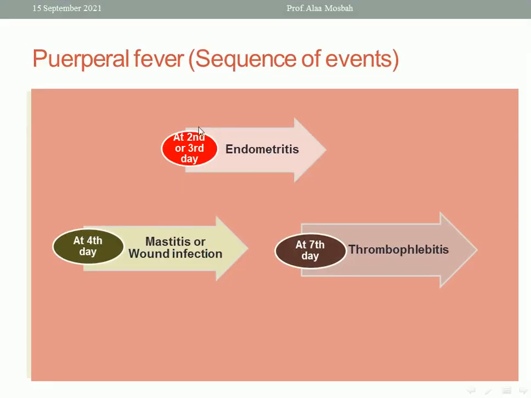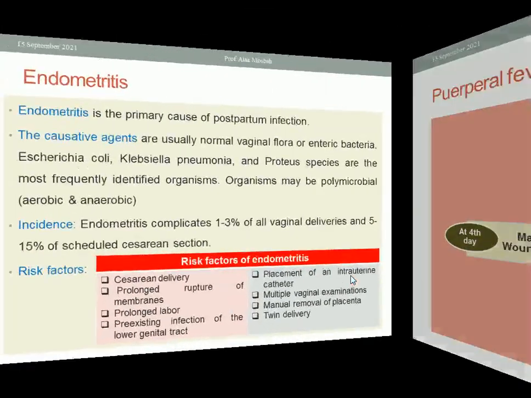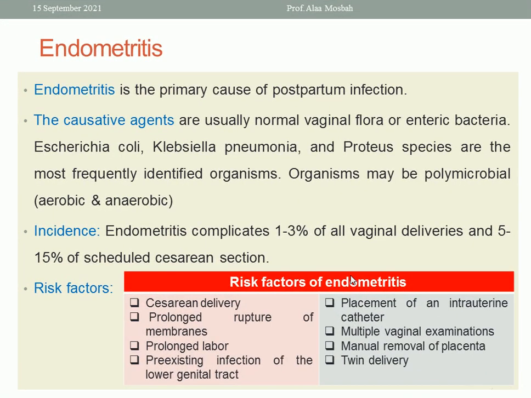The fever developed at the second or third day may be due to endometritis. That developed at the fourth day may be due to mastitis or wound infection, while the fever developed at the seventh day may be due to thrombophlebitis. So let us see what endometritis is, which is the primary cause of postpartum infection, a very important one.